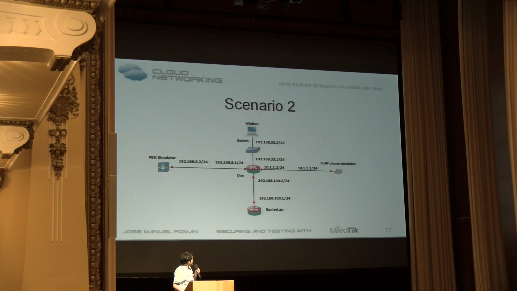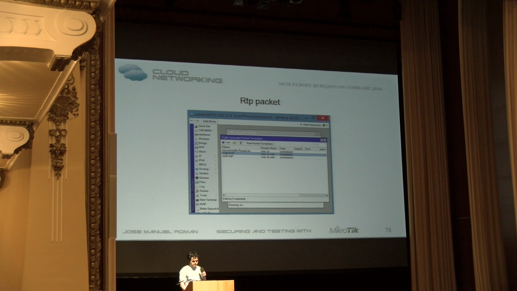We remember the scenario. On the left is the attacker or the simulator, and on the other side, there is the quality of service router. We have here the templates. There are 3 templates. One of them is normal traffic from the router, and there are 2 other templates for voice.